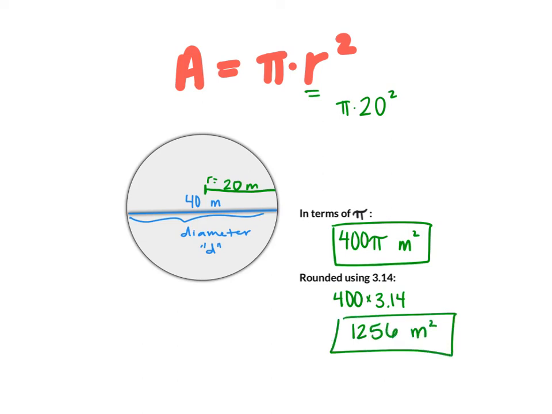Okay, so when you're given the diameter, the first thing you want to do is cut that in half. And that gets you the radius. Okay, so again, the next one, I'm just going to write out the answers, but I want you to pause it and try it on your own.